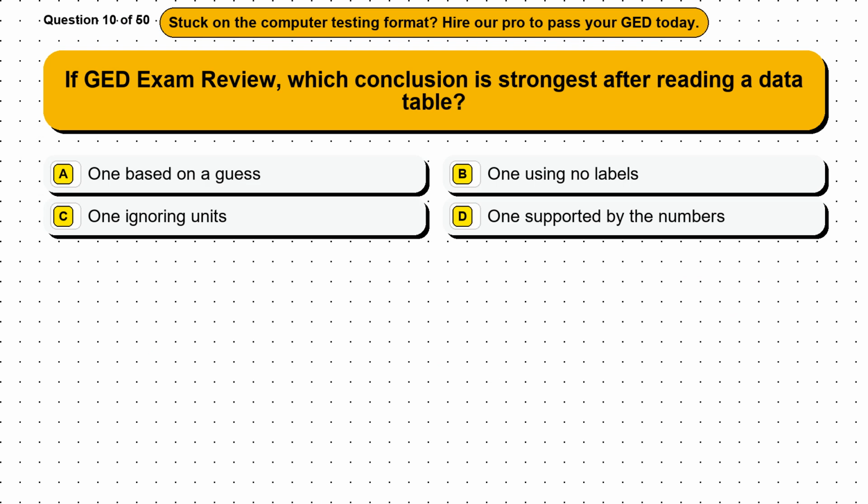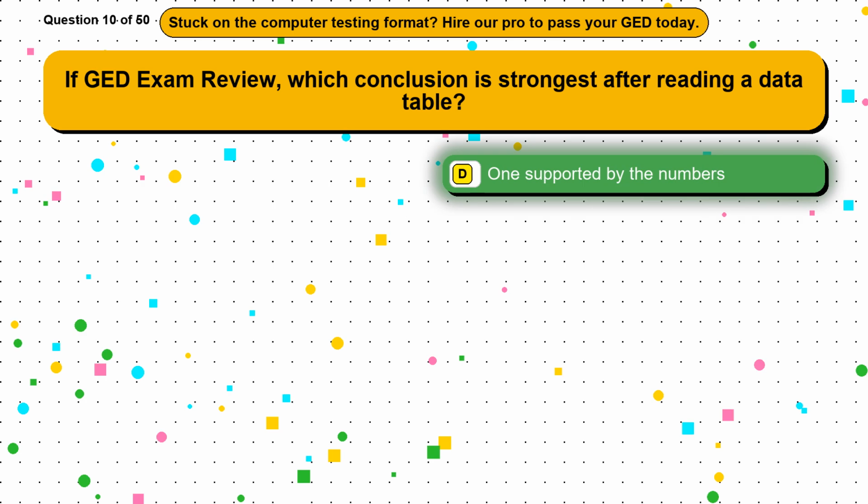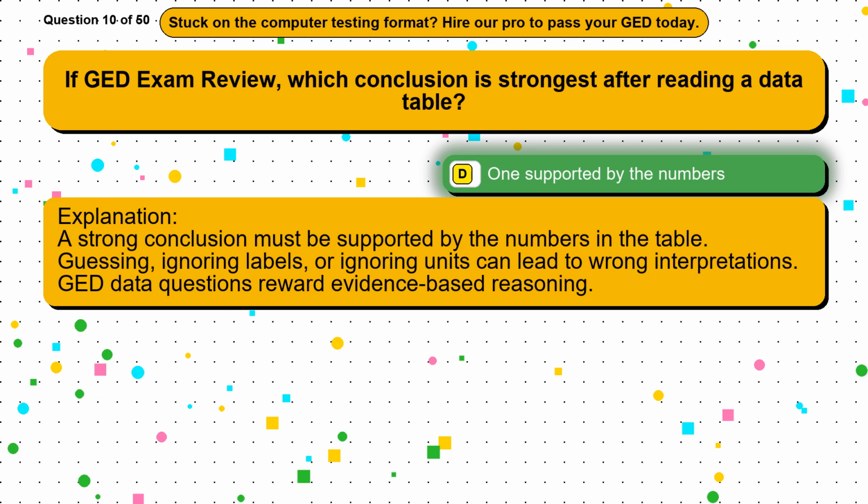Question 10. If GED exam review, which conclusion is strongest after reading a data table? Option A. One based on a guess. Option B. One using no labels. Option C. One ignoring units. Option D. One supported by the numbers. The correct answer is option D. One supported by the numbers. A strong conclusion must be supported by the numbers in the table. Guessing, ignoring labels, or ignoring units can lead to wrong interpretations. GED data questions reward evidence-based reasoning.